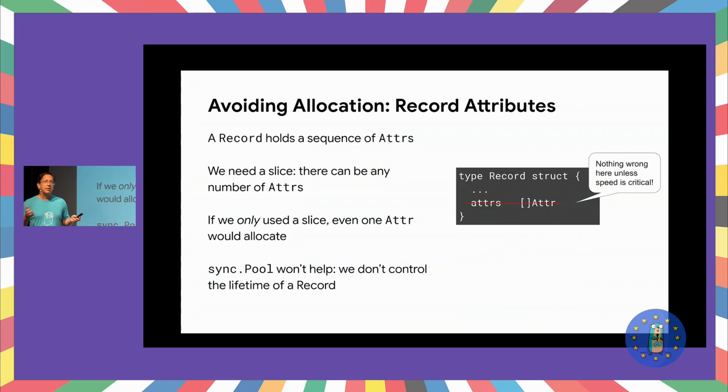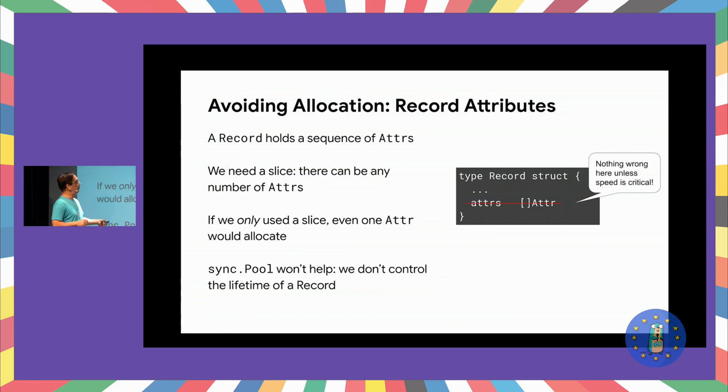Now inside the record, among other things, there's got to be a slice of Attrs because users can provide as many attributes as they want in the log call. And if we just use the plain slice, which again is absolutely the right thing to do in almost all cases, just do that. The thing that's crossed out, just do that. But if speed is critical, we can do a little better.